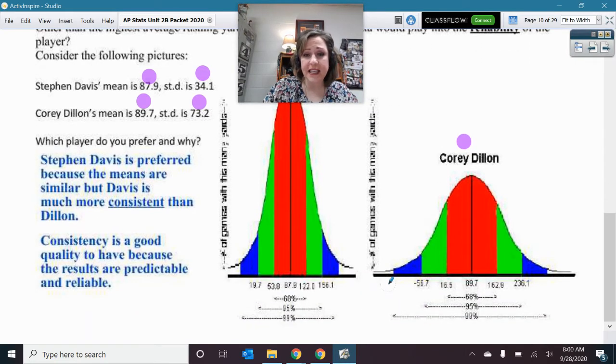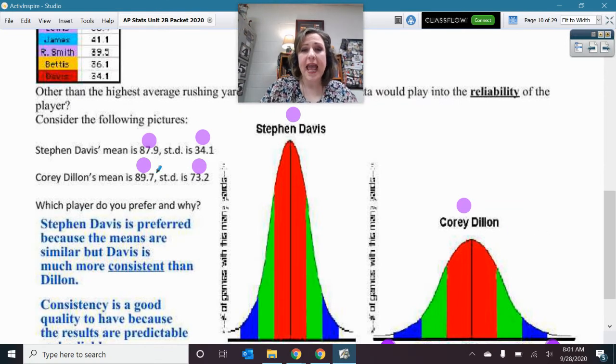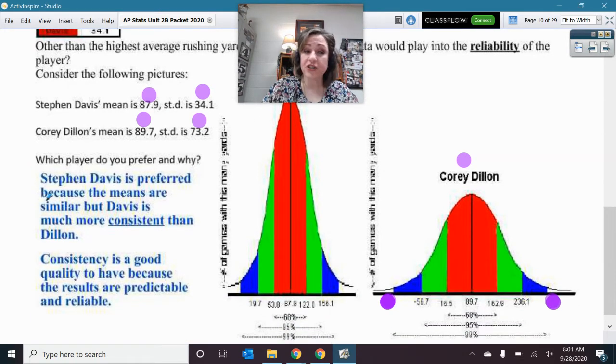Sometimes you get a really, really sucky game from him where he might even have negative. You can have negative. And then sometimes we have positive. Okay, way, way positive, and that'd be awesome. But sometimes he is really, really hurting us down here on the negative end, up to being really, really good. So I've asked my football players, what do you think that the team would prefer? Which one of these players would the coach want? And year after year, they tell me Stephen Davis is the way to go, because Stephen Davis is preferred because the means are similar, but Stephen Davis is much more consistent than Corey Dillon.